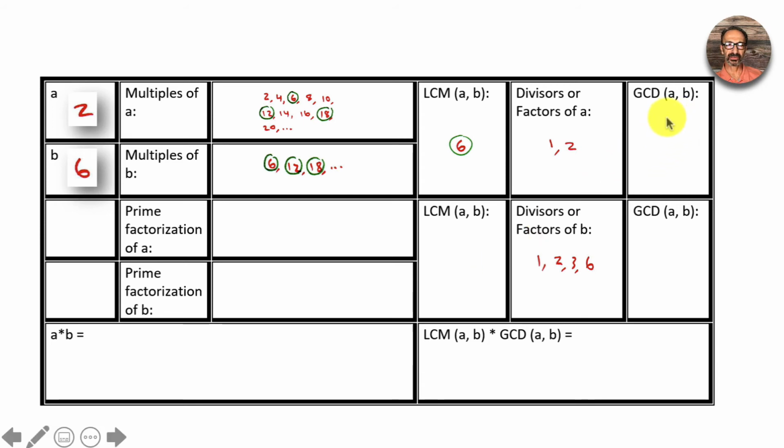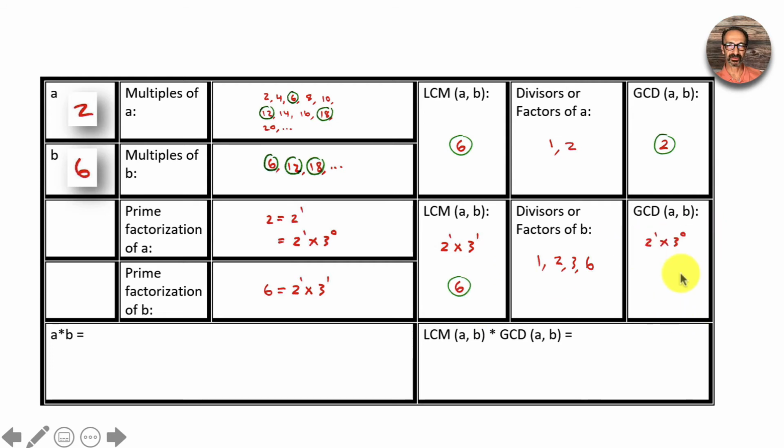The greatest common divisor or factor between them, the greatest one is 2. Looking at the primes, prime power factorization, that's a 2. I displayed the 3 because the 3 is going to show up in the 6. Looking for more, looking for less.